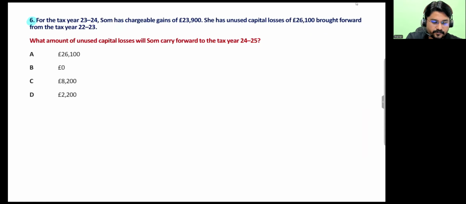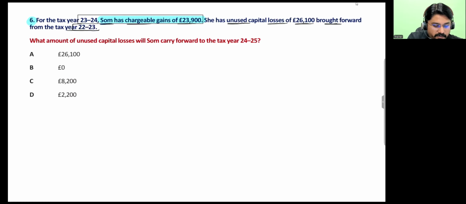This question is basically from individual person capital loss adjustment. SOM, it's simply written as SOM. It's not SOM Limited. If it is SOM Limited, then this question would be pertaining to companies, right? But the question data says that for the tax year 23-24, SOM has a chargeable gain of 23,900. She has unused capital losses of 26,100 brought forward from the previous tax year 22-23.